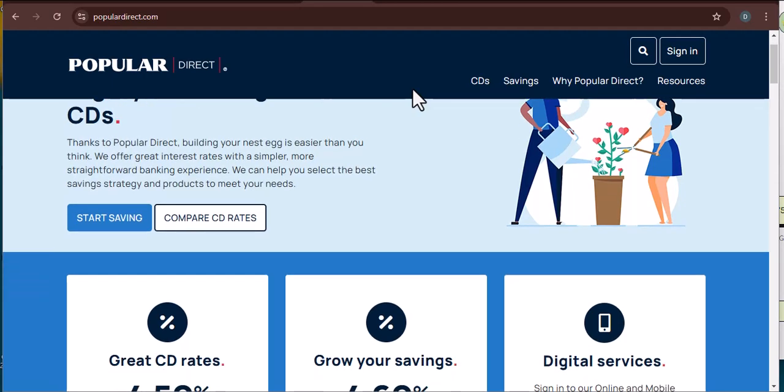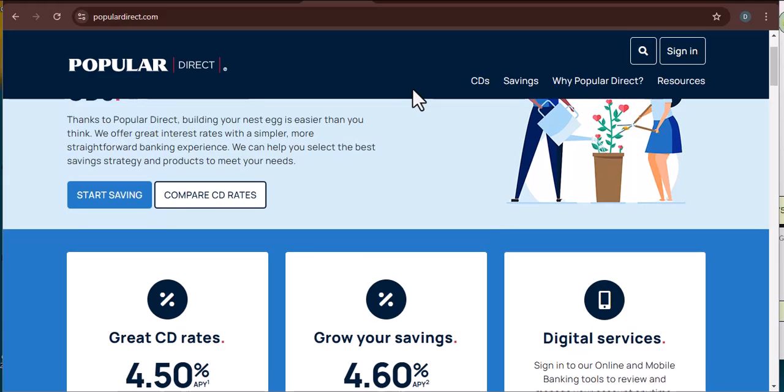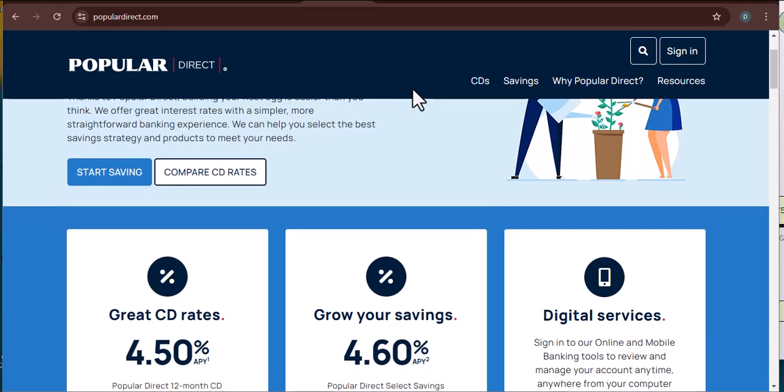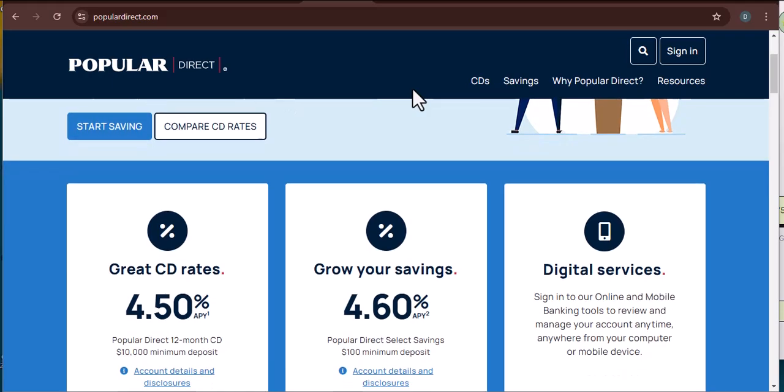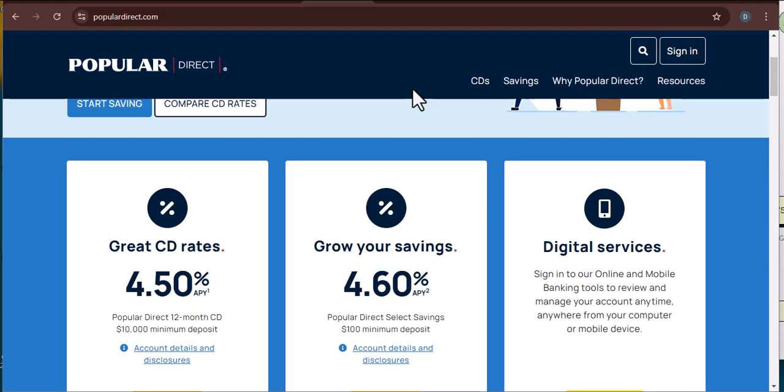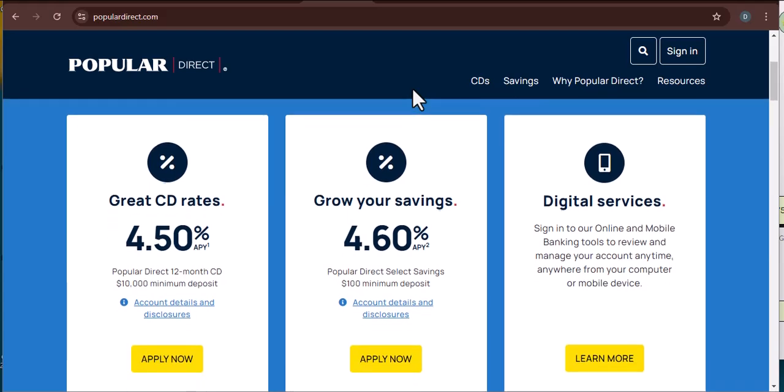Today, I'm going to be talking about a topic that a lot of you have been asking about, the code for Popular Direct Bank. But before we get into the specifics, let's take a step back and talk about why you might need this information. There are a few reasons.